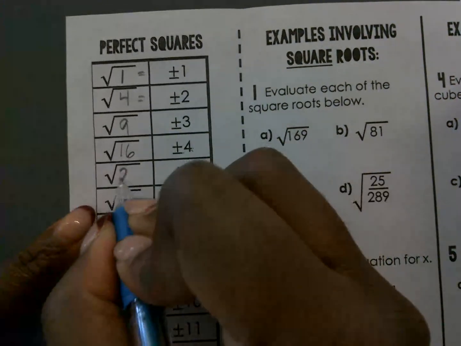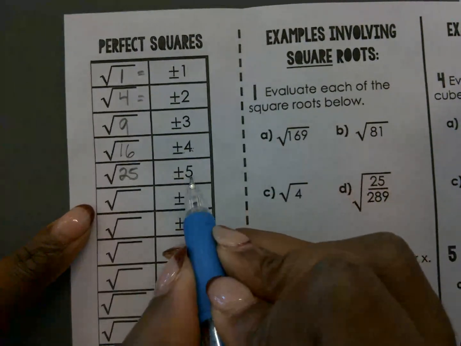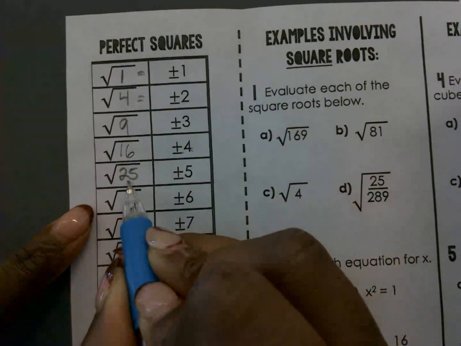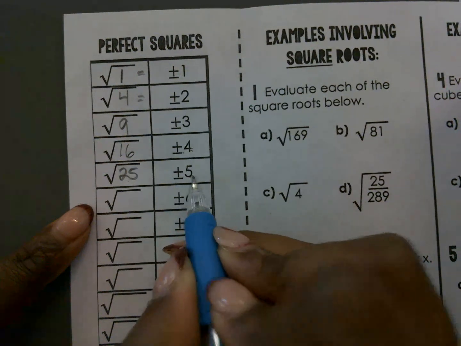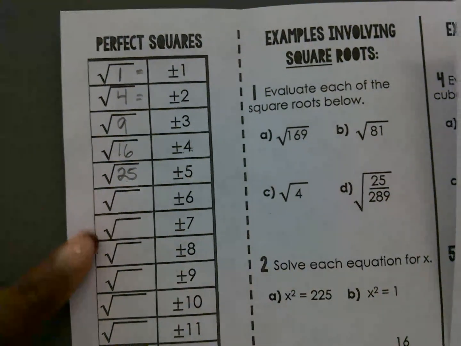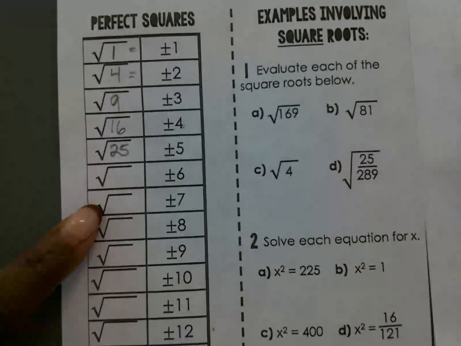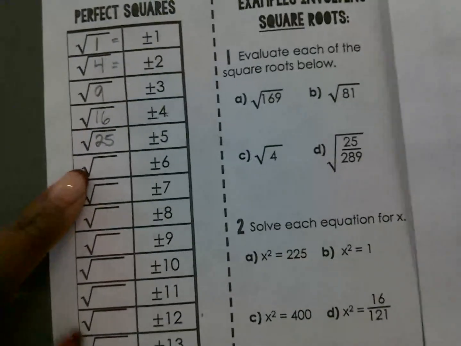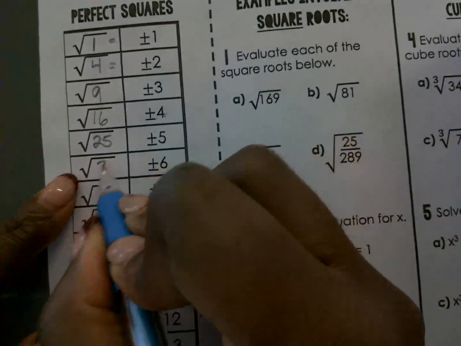25. Okay? Why, Miss Reyes? Because 5 times 5 is 25. Negative 5 times 5 is 25. Okay, let's keep it going. What's the next perfect square? Valentine? 36. Good job.